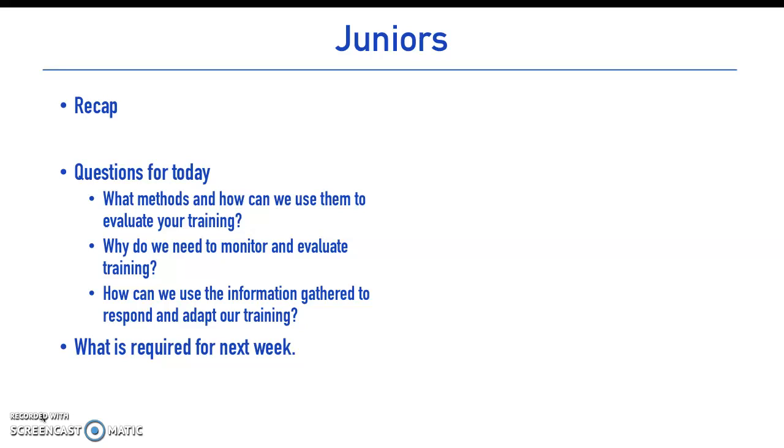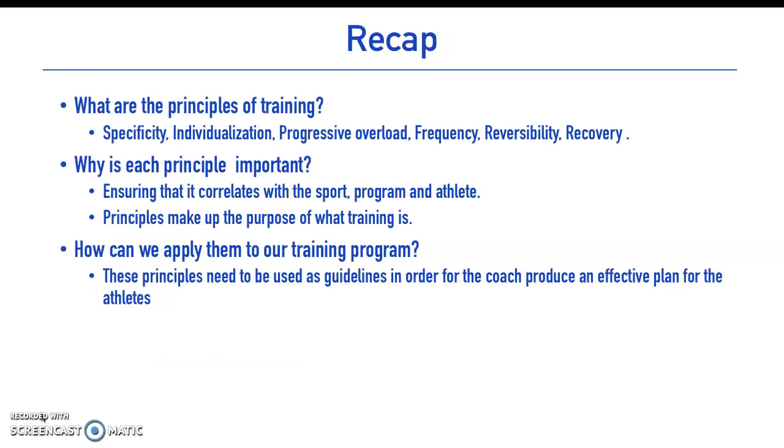So today we're just going to have a quick recap on what we did last week. The questions that we have for today are what methods we can use and how to use them, so the methods to evaluate your training. Why do we need to monitor and evaluate training? And then how can we use the information gathered to respond and adapt our training? And at the end, we'll see what is required for you guys to do for next week.